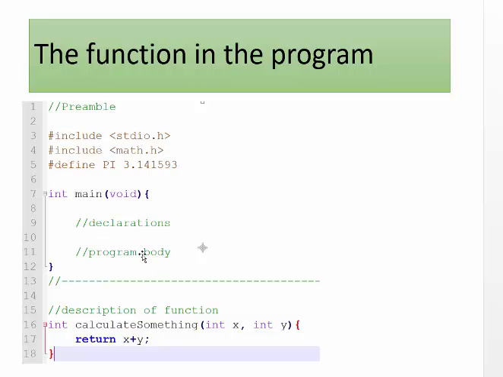Now this program body can call the function that it needs, but where you define the function is below the body of the program. So you see I'm outside the main now, and I've defined a function here. In this case it was called int calculate something, and it needs two arguments when it gets called by the main body of the program, and it will return, in this case, x plus y.